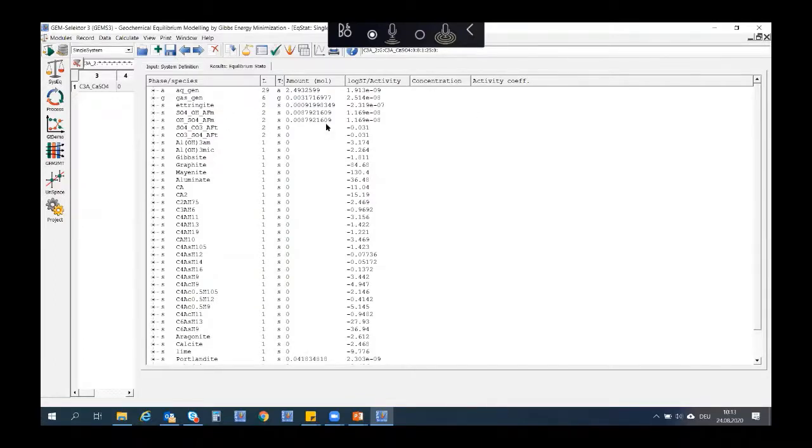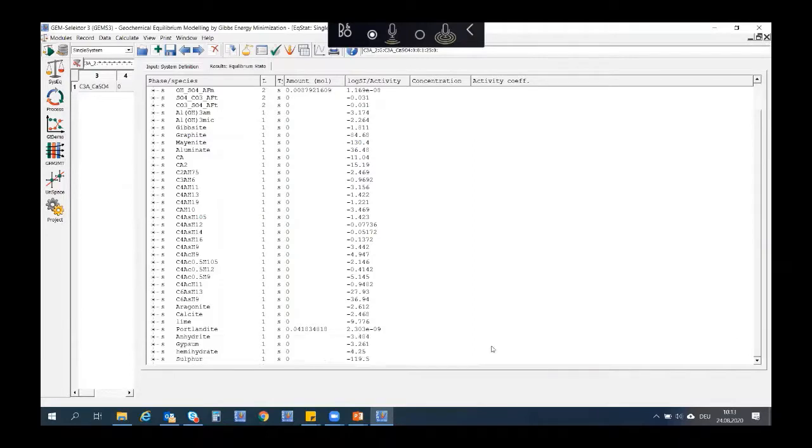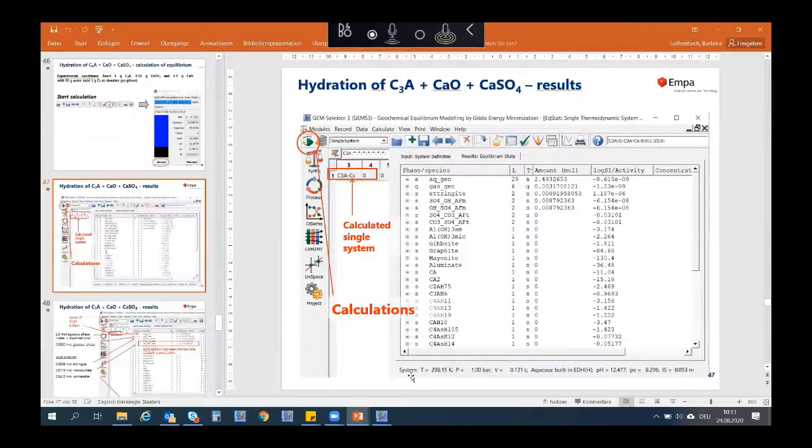We see some hydroxy sulfate AFm phase, that's a monosulfate. We can see we have a lot of portlandite. And that's it. That's all what we have.